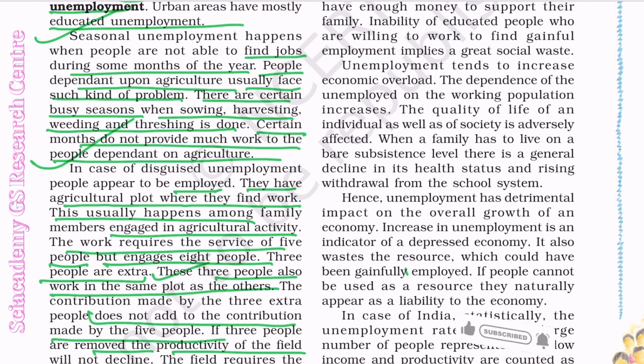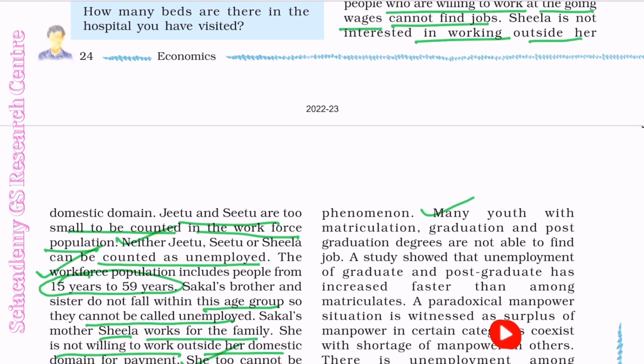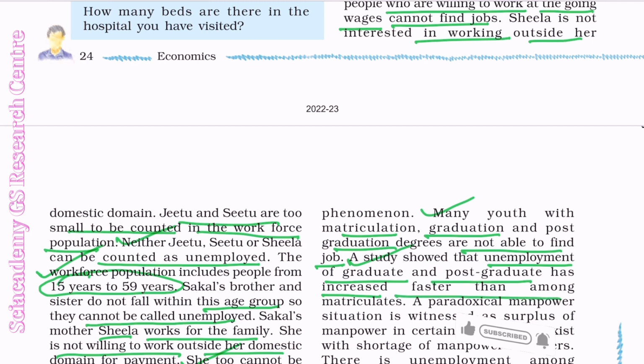In case of urban areas, educated unemployment has become a common phenomenon. Many youth with matriculation, graduation, and postgraduation degrees are not able to find jobs. A study showed that unemployment of graduates and postgraduates has increased faster than among matriculates. A paradoxical manpower situation is witnessed, as surplus of manpower in certain categories coexists with shortage of manpower in others.